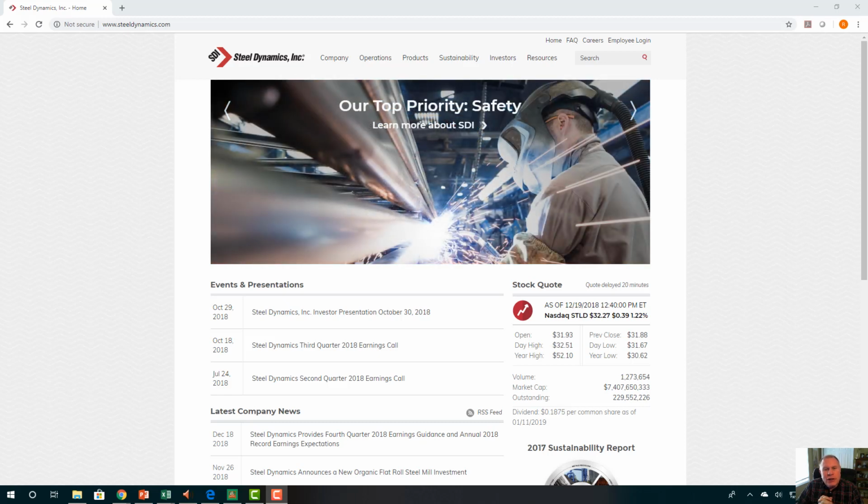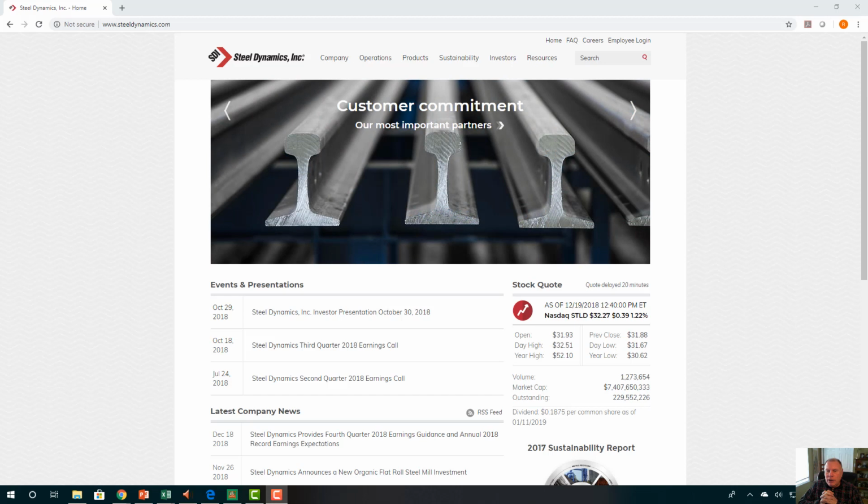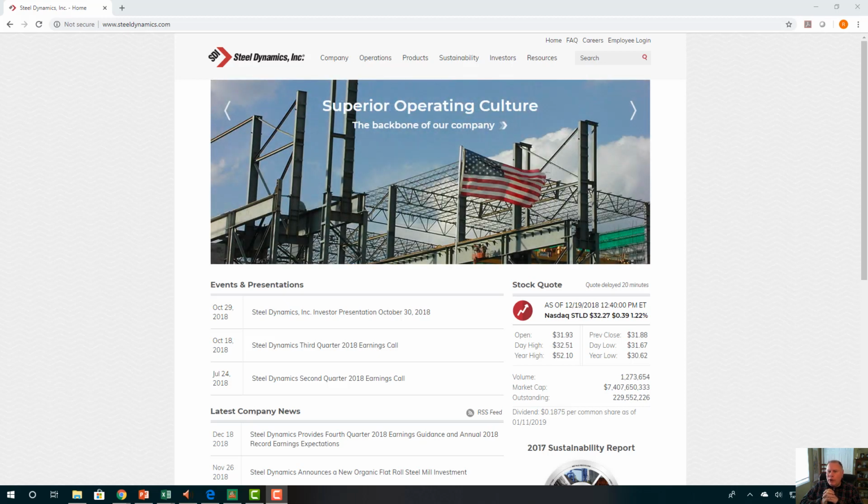The first thing, if you notice, I've gone to the home page of the company, and it tells us, you can see it flashing around, about their top priorities: safety, customer commitment. They talk about their partners. So we start to get a picture of the firm when we go here.